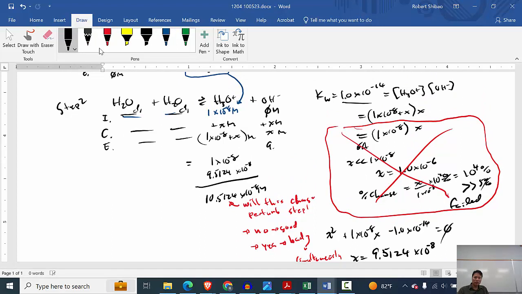This is going to be 9.5124 times 10 to the minus 8. Okay, can you double check K here? So K is going to equal the hydronium concentration at equilibrium, this number, times the hydroxide ion concentration at equilibrium. What does the K value calculate out to?